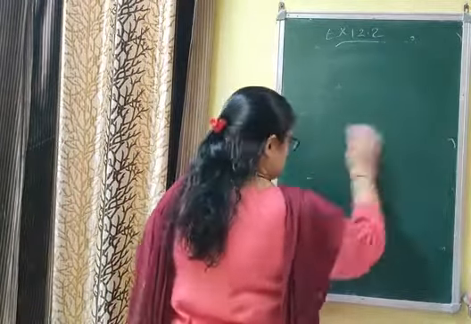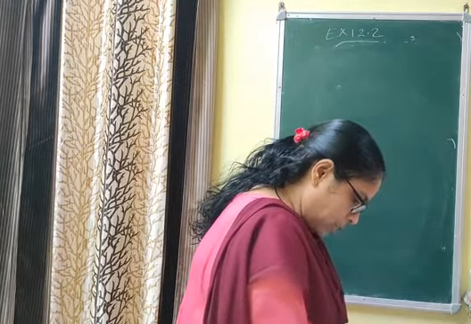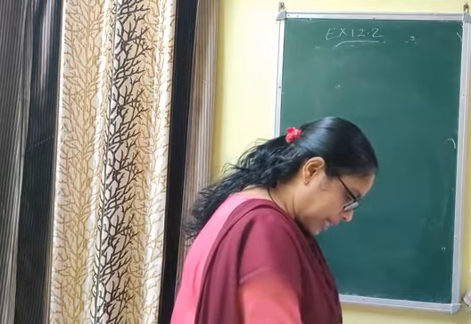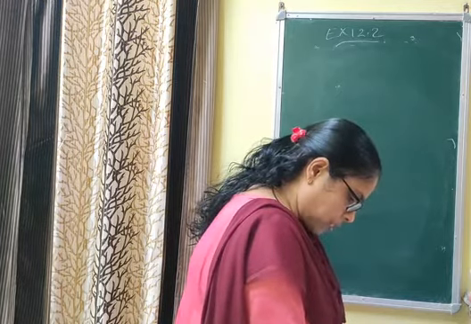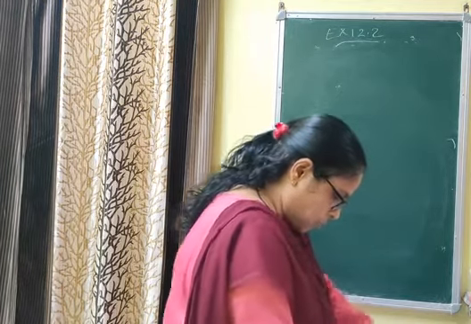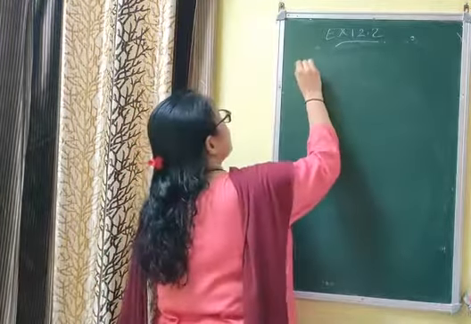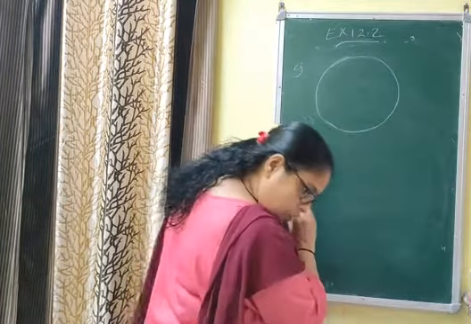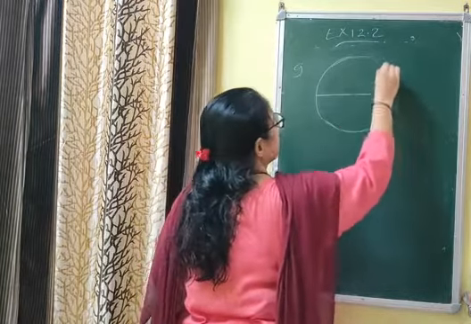A brooch is made with a silver wire in the form of a circle with diameter 35 millimeter. The wire is also used in making 5 diameters, which divide the circle into 10 equal sectors, as in the figure. Find the total length of the silver wire used, and the area of each sector of the brooch. You are given a circle, and the circle is divided into how many sectors? 10 sectors. 10 sector में circle को divide कर रखा है like this.